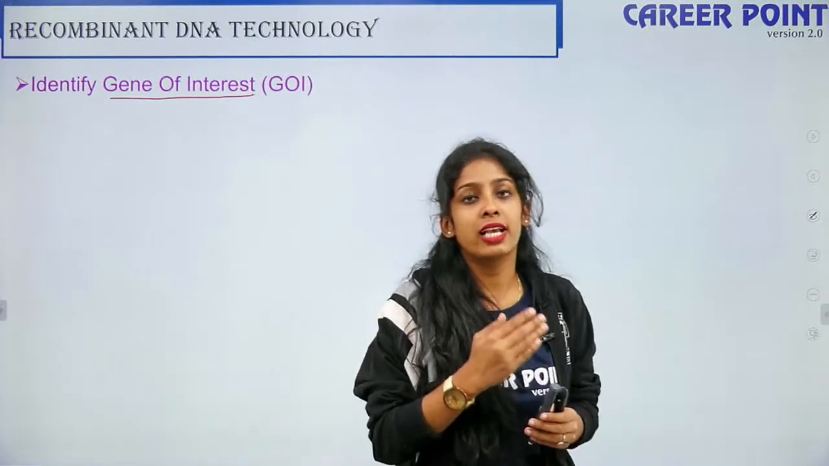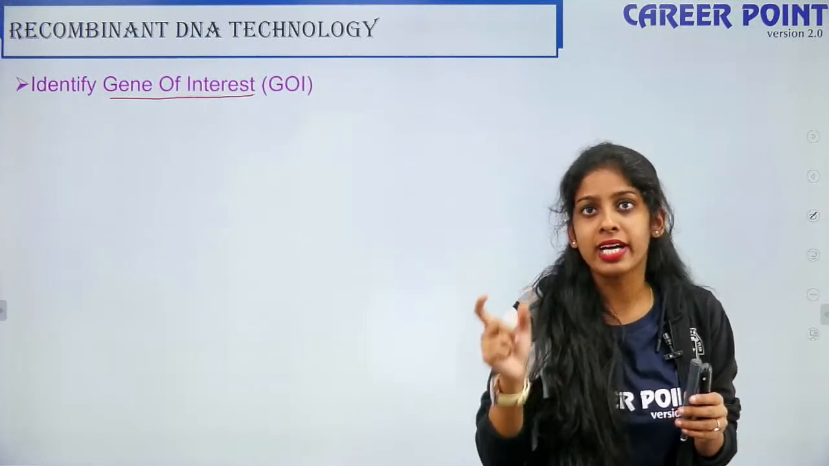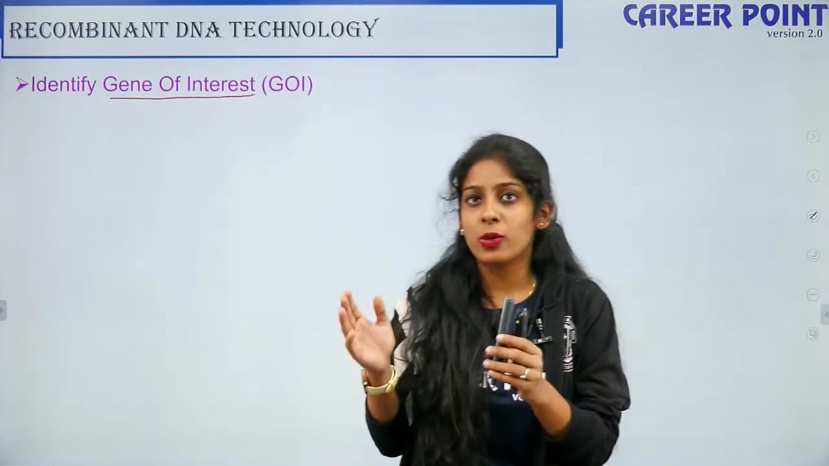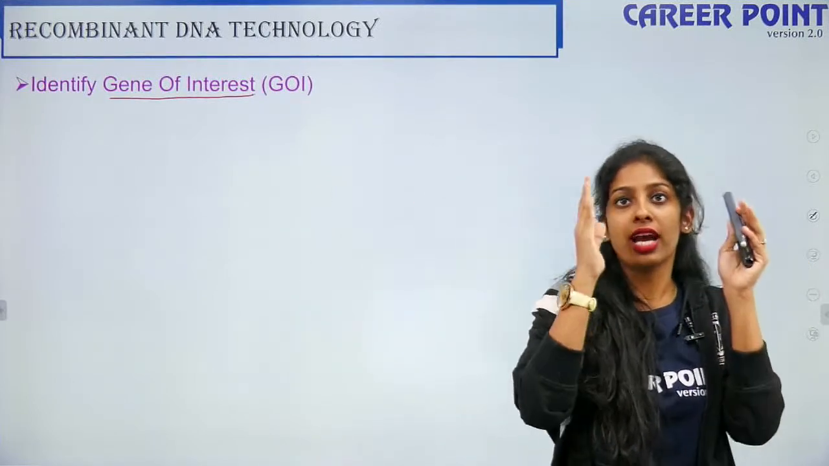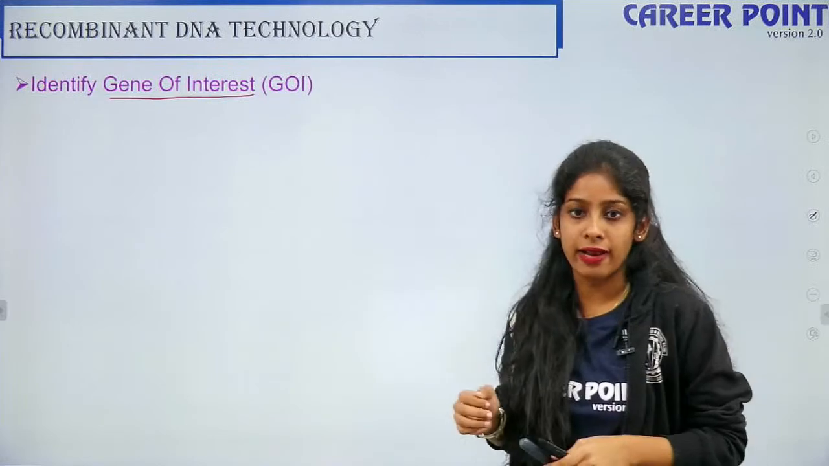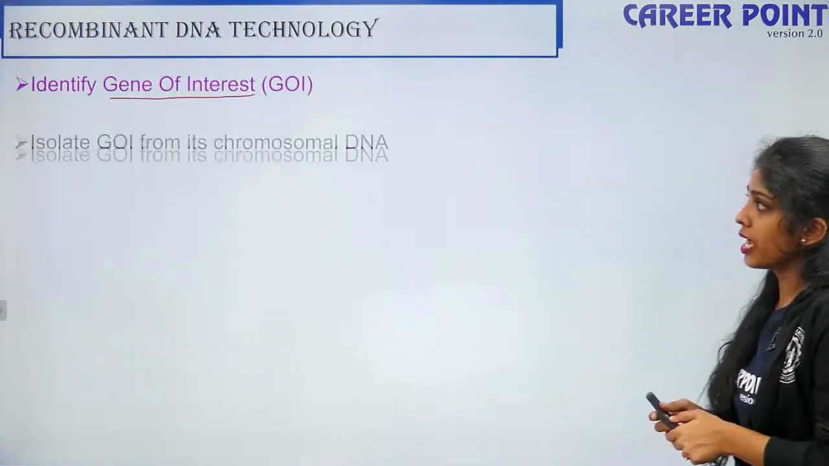So you go for techniques like bioinformatics, sequence analysis, etc. First you will sequence the entire DNA. Right, so what do you mean by sequencing? You will read the base pairs and then you will find out, okay, so this is the gene and it is present here, so I want to take that. So you will identify which is your gene of interest. Alright, so that is the first step.